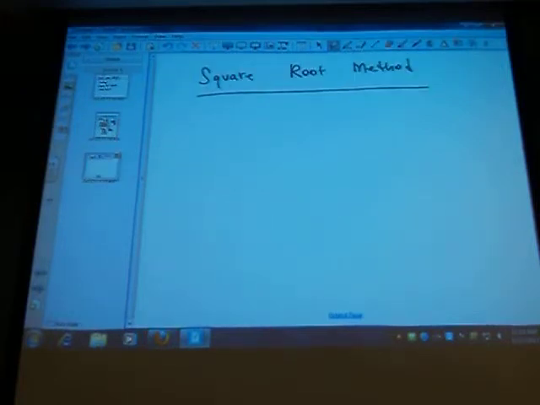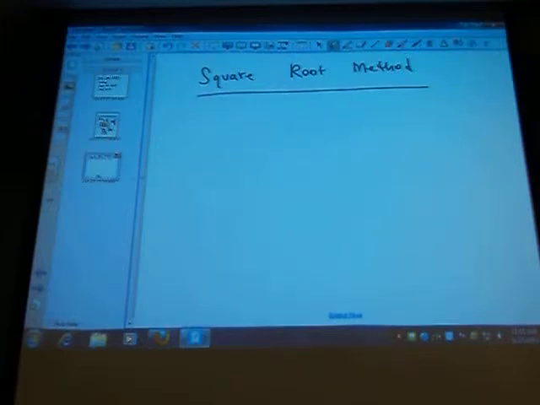Okay, I've got a question. What you're saying is that the square root method obviously isn't always going to work. Will any of them always work? The quadratic formula is the only one that always works. Factoring does not always work. The quadratic formula always works.